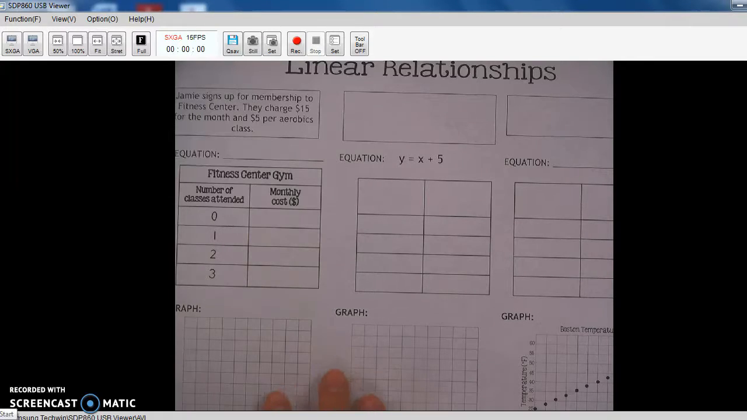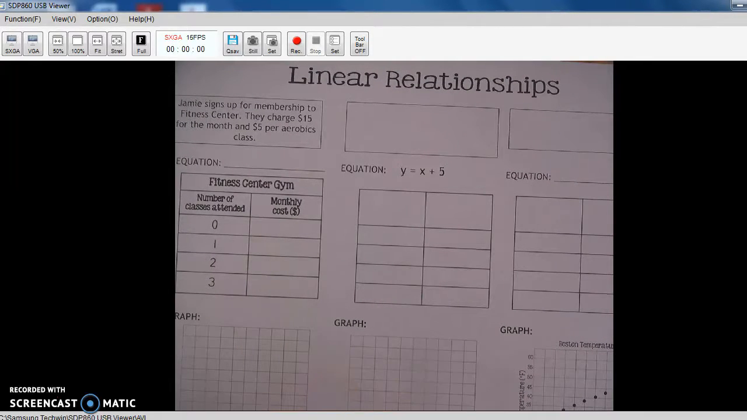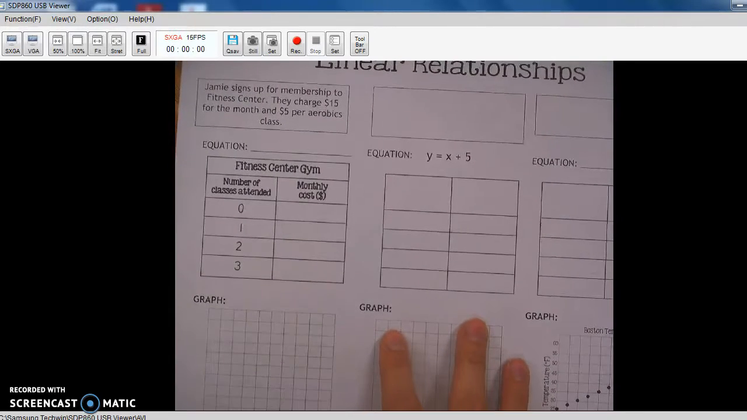Hi everyone. Today we're going to review linear relationships. So we've got a pretty good grasp on rate of change and how to find it. We're just going to review where we see it in all the different representations: equations, tables, graphs, word problems, and just review how to connect it between all of them.